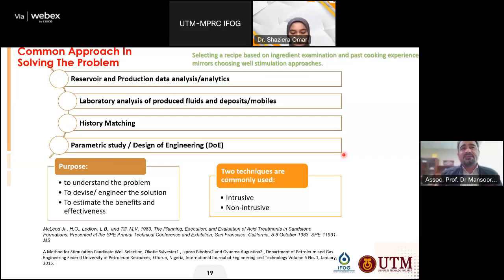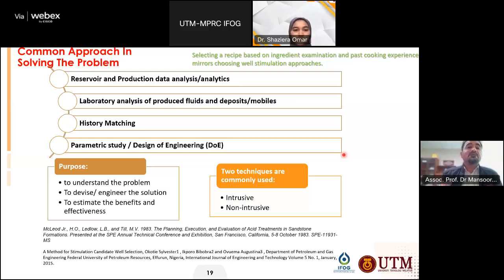We can do history matching, and we can go for parametric study and design of experiment. The purpose of all of this approach is to understand the problem, to know, for example, whether it is organic or inorganic, and what the type of formation damage is. Is it from fines? Is it from emulsion? This kind of diagnostics needs to be done in order to know the actual problem, and then come up with a solution appropriate for that problem.